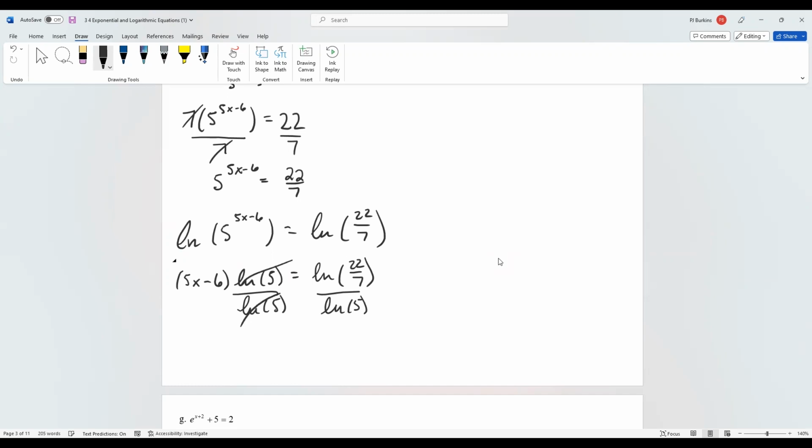And they'd cancel on the left. So I have 5x minus 6 is the division of 2 logs. Now be careful, right? If you remember, there are log properties, but one of them is not when you divide 2 logs.